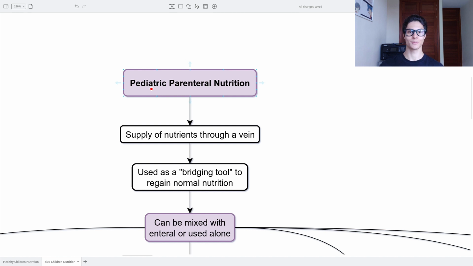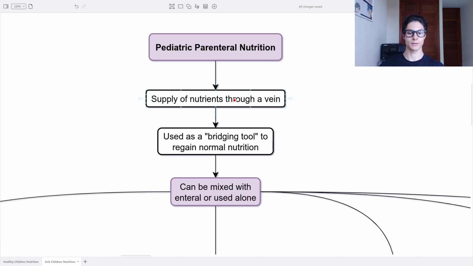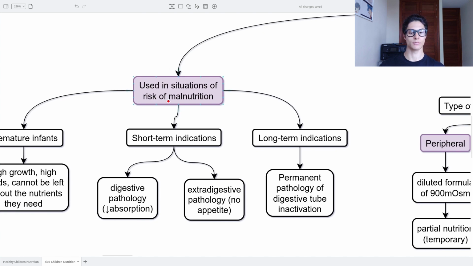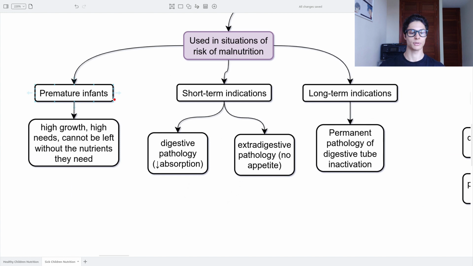And now it's time to talk about pediatric parenteral nutrition. This is a supply of nutrients through a vein, so straight into the bloodstream. It is used as a bridging tool to regain normal nutrition. Can be mixed with enteral or used alone, as we said before. It is used in situations of risk of malnutrition, such as premature infants. They have high growth, high needs, and cannot be left without the nutrients they need. If they have a problem and cannot use the gastrointestinal tract, we have to provide parenteral nutrition.